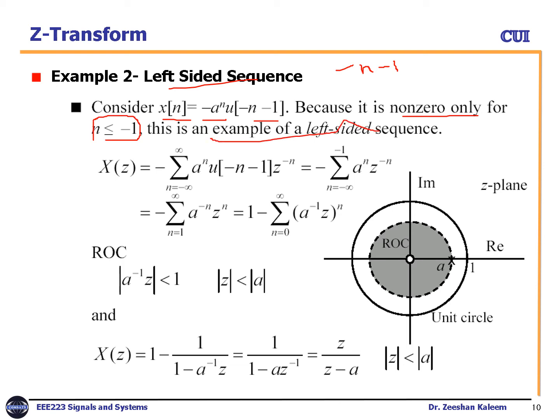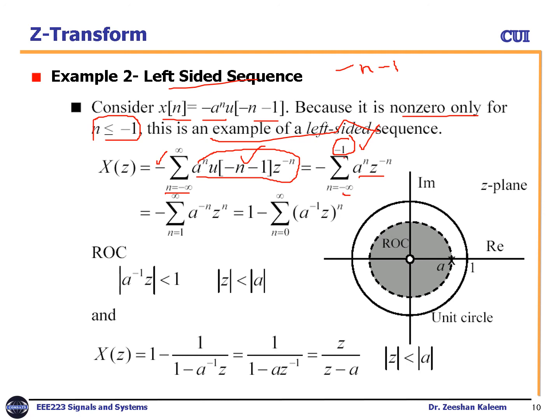So let's take the Z transform. Put the values of a^n and u[-n-1] times z^-n, and the general limit is minus infinity to infinity, and the minus sign is due to x[n]. Further evaluating, we get minus infinity to minus 1, because it is non-zero only for n less than or equal to minus 1, so the upper limit will be minus 1. By combining a^n and z^-n we have this one, because the unit step will be equal to 1, right?